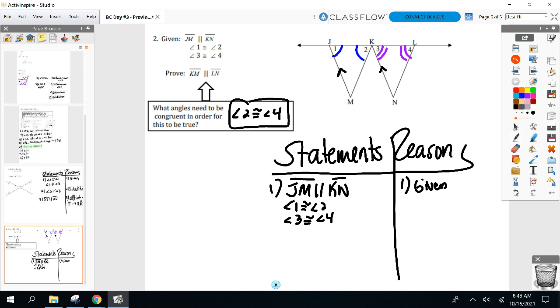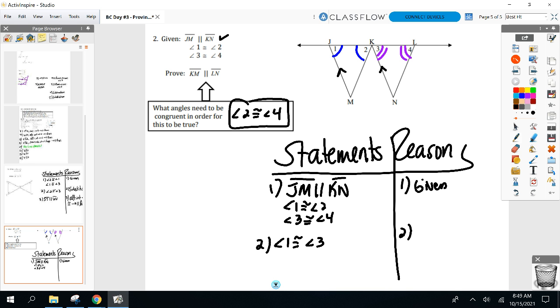2 congruent to 4. Well, there's no substitution right away. Everyone agrees? I can't substitute 1 and 2, 3 and 4. There's no repetition. Can I use these parallel lines to my benefit? Yeah, I can? Go ahead, Grace. What can I do? Angle 1 is congruent to angle 3 because they're corresponding. Okay, there we go. 1 is congruent to 3.